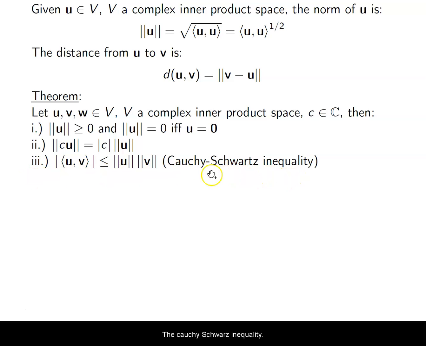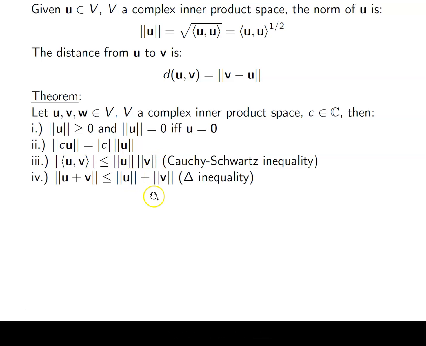The Cauchy-Schwarz inequality is that the absolute value of the inner product between u and v is going to be less than or equal to the norm of u times the norm of v. And the norm of u plus v is going to be less than or equal to the norm of u plus the norm of v, right? That's the triangle inequality. And the last thing that we have is the properties of complex inner products. So again, we're just going to repeat the same things that we have for real inner products. We're just extending these ideas to the complex space, right?